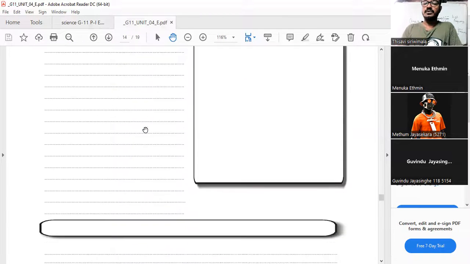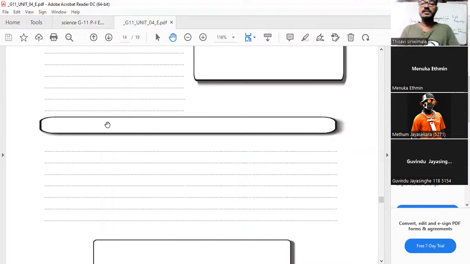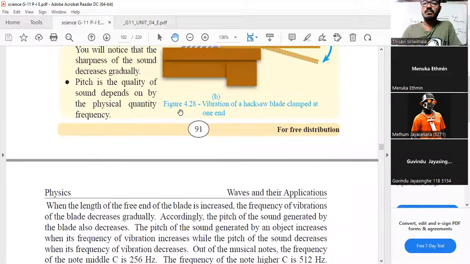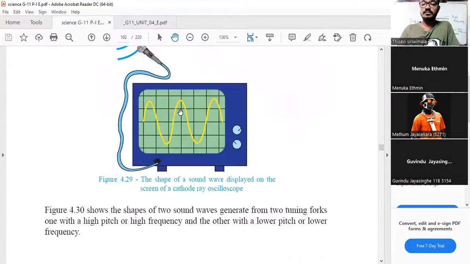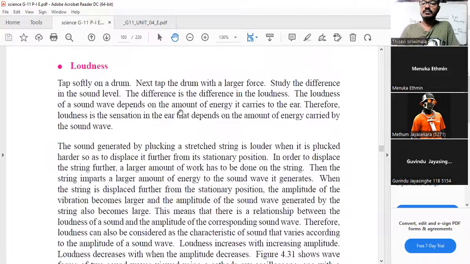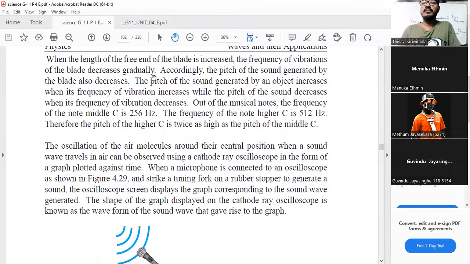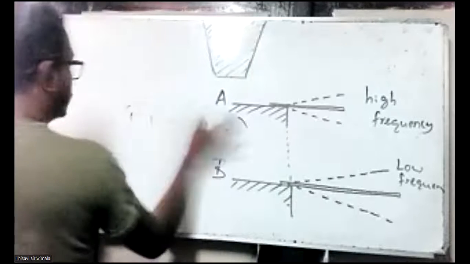Okay, so now we know something about the pitch. Now here in this small strip-like box there, we can write this sentence. I'll write the sentence on the board. This is for that small strip.